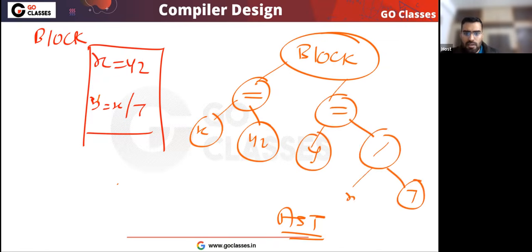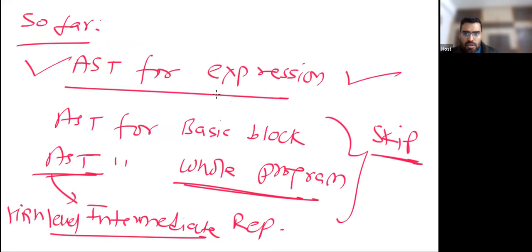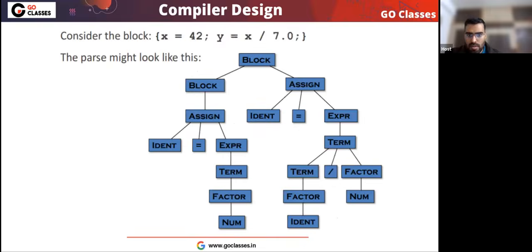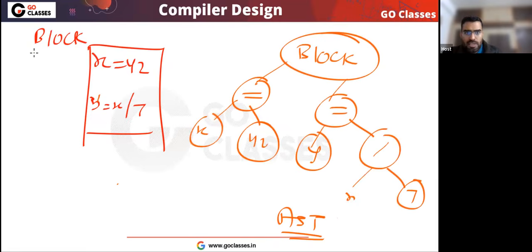Is this clear to everyone? We can create an abstract syntax tree for an expression, which we have already seen. We can create one for a basic block, and we can also create one for the whole program. If this basic block is B1, then this will be block B. Anyone has any doubt? These are the nodes. This is a node, this is a node. This is your abstract syntax tree.